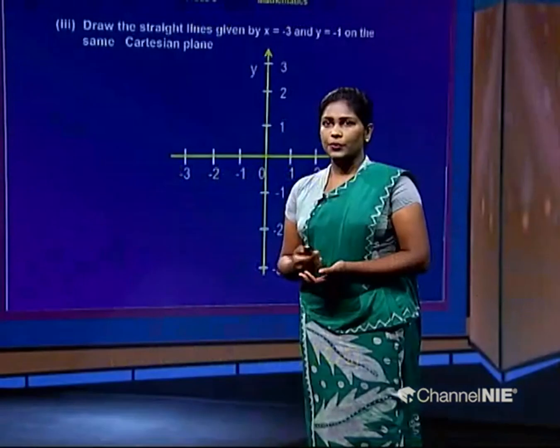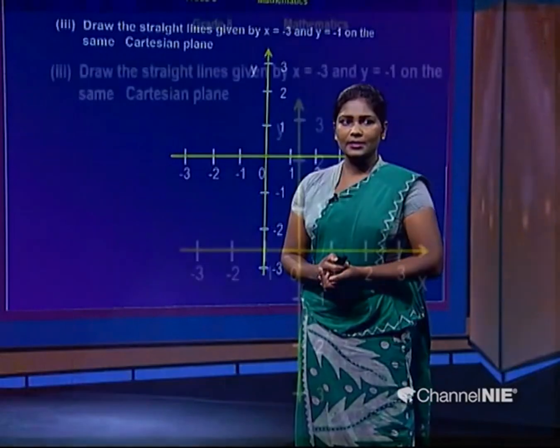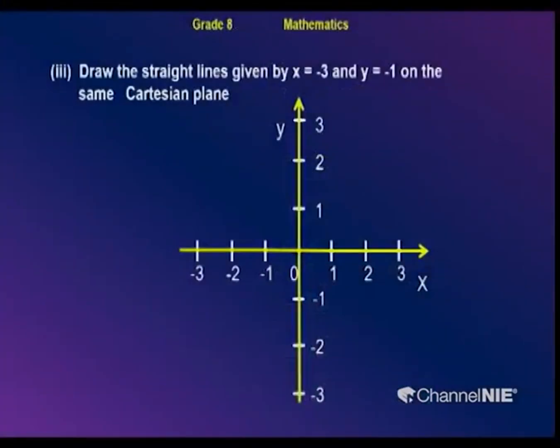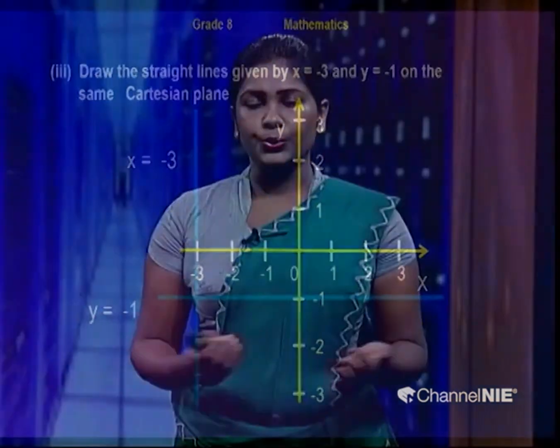Now next, move to the next slide. Draw the straight lines given by x equals -3 and y equals -1 on the same Cartesian plane. Now you know how to draw those lines, x equals -3 and y equals -1. So these two lines intersect. Now you can name this intersection point because you know how to write ordered pairs. Now you can do the exercise in this lesson.